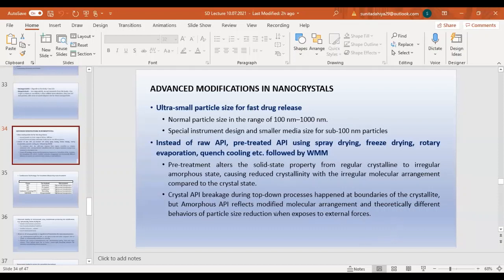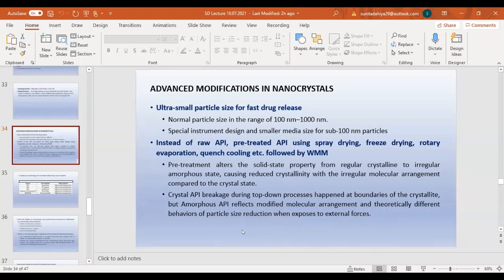Again, when you use the amorphous particle instead of crystalline, the behavior of this particle toward the impact and attrition, or the mechanical forces, will be different. Say, for example, the crystalline API will show breakage points on the surface boundaries, right?